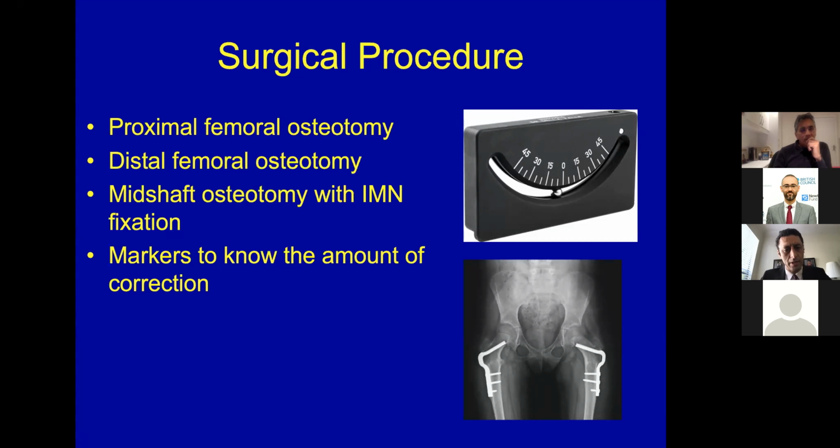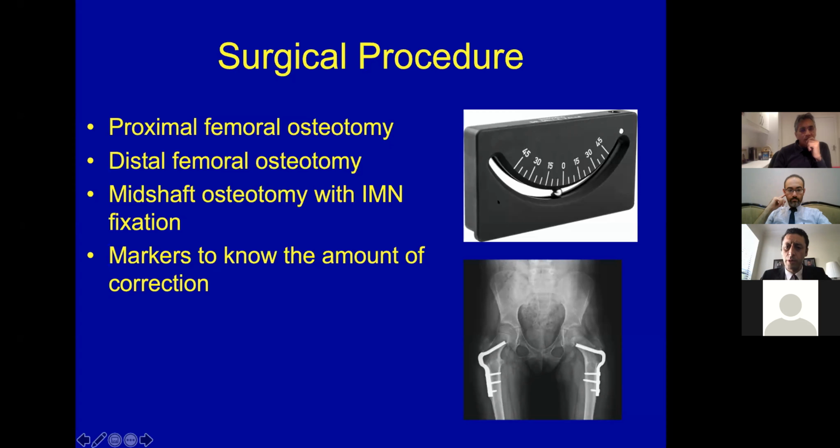Most of the time, what I usually do is a mid-shaft femoral osteotomy, fixing it with intramedullary nail fixation. And I usually use markers: I put 2 Steinman pins parallel to each other to know the amount of correction I need to do, or with an oscillating saw, I make a hatch mark in the femur to know how many degrees of correction I did. 20 degrees, 30 degrees, I need to calculate how much correction. My goal is to achieve internal rotation equals external rotation.